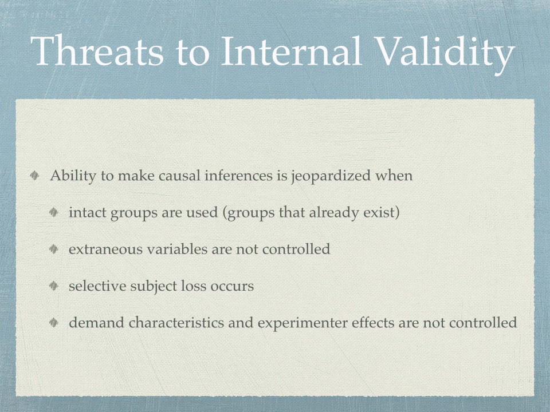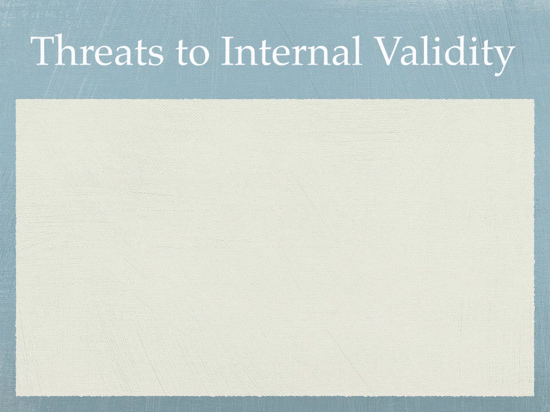We also have issues with demand characteristics and experimenter effects not being controlled. Again, these are things that we'll go into and talk about in more detail. Experimenter effects are when the experimenter has an idea of how they think the outcome is going to be, and that's not controlled for. And so they're responding differently to the treatment condition versus the control condition. Demand characteristics can be any number of things that, again, we'll go into in a little bit more detail.